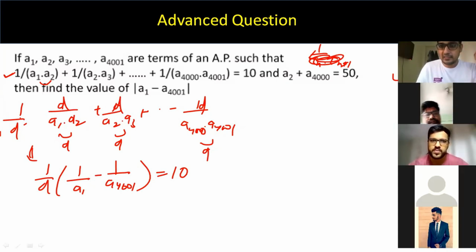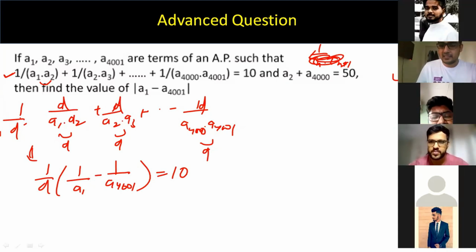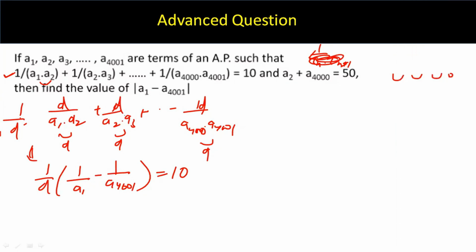सबको क्लियर होना चाहिए, राइट? लास्ट स्लाइड में हमने किया था 1 by 2 minus 1 by 10, फर्स्ट माइनस लास्ट, बीच की तो सारी टर्म्स कैंसिल हो जाती है, राइट? सेम यहां भी होगा. नाउ व्हाट इज दिस? थोड़ा सा सिंप्लीफाई करते हैं. a 4001 minus a1 upon a1 into a 4001 is equals to 10d.